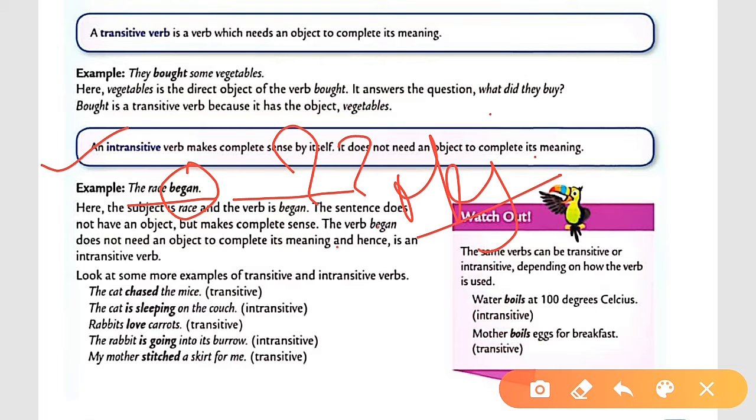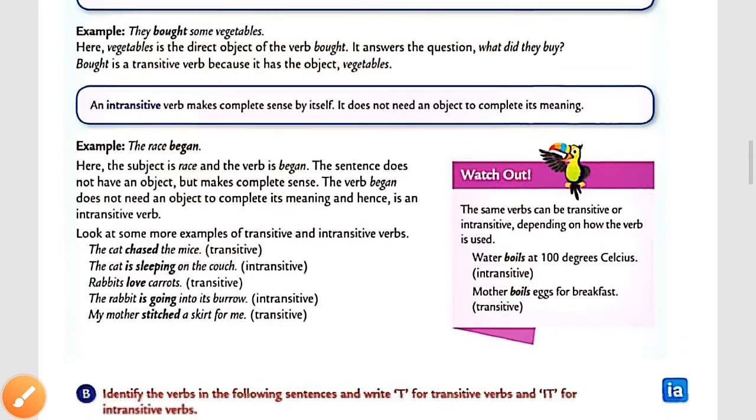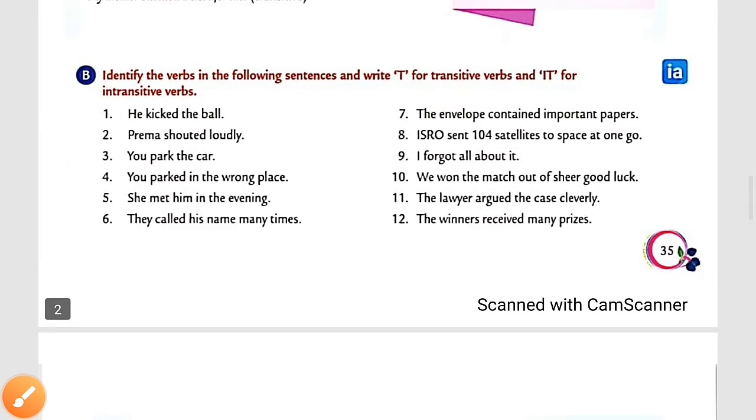Guys, in that way you can understand transitive and intransitive verbs. We already discussed transitive verbs: there is a required object after the verb. Here, after "began" there is nothing, so that's why it is an intransitive verb. Guys, this is complete. Move to the next exercise. We will start part B.